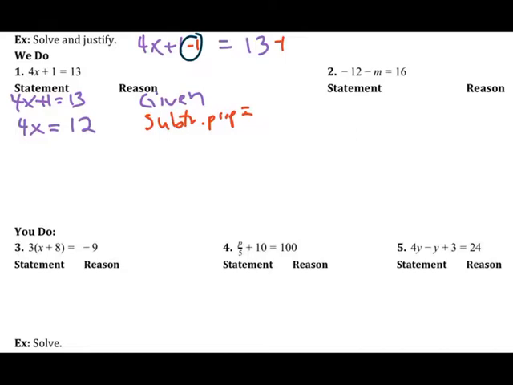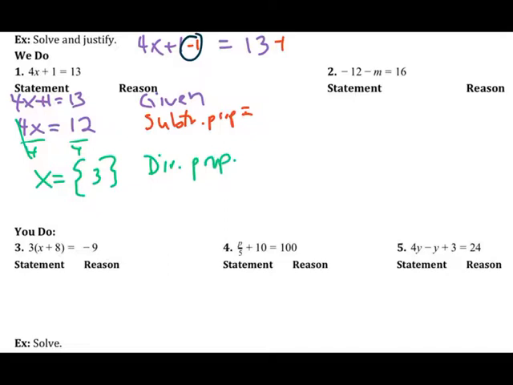Now I have 4 and x. 4 is being multiplied by x. To undo multiplication, I'm going to divide. So what I'm really thinking about is dividing by x. Oops, I should be dividing by 4. Those 4s divide away. 12 divided by 4 is 3, so x equals 3. I'm going to put that fancy set notation. And then my reason: what did I do? I divided. Why am I allowed to do that? The division property.